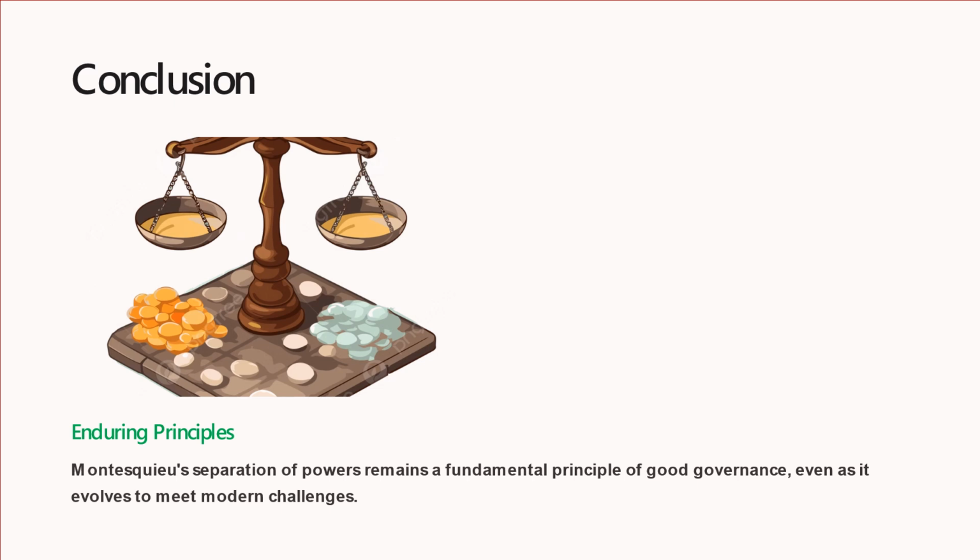Conclusion for this chapter. Montesquieu's doctrine of separation of powers remains a cornerstone of modern governance. It remains a fundamental principle of good governance even as it evolves to meet modern challenges: it prevents concentration of power, safeguards individual rights, and encourages balance and accountability. So Montesquieu's ideas continue to shape constitutional governments and protect individual freedoms.